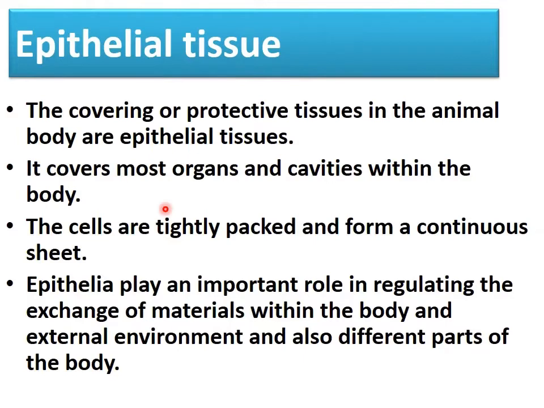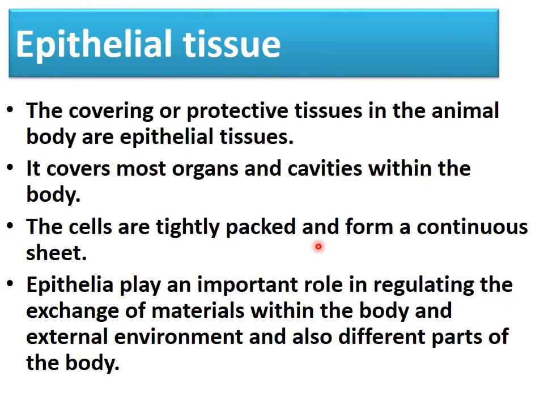Now, what is the structure of this epithelial tissue? Because its nature is protective and it is the outer covering, that is why the cells are tightly packed in this type of tissue, and when the cells are tightly packed, they form a continuous sheet. So this is the structure of epithelial tissue.